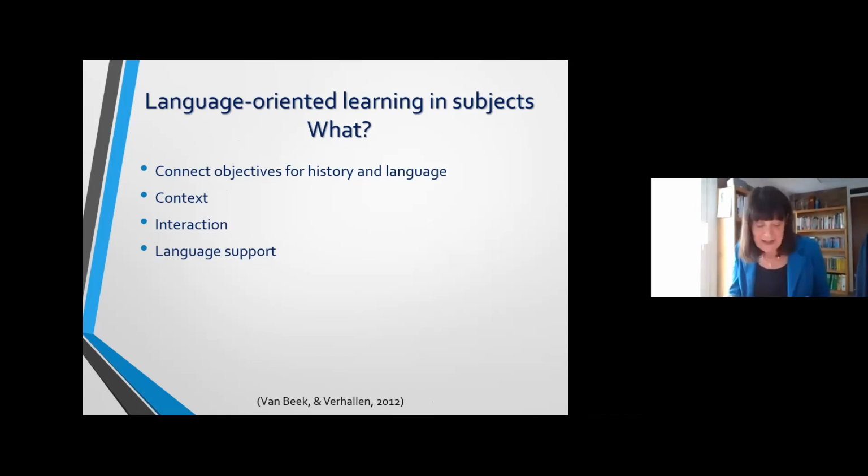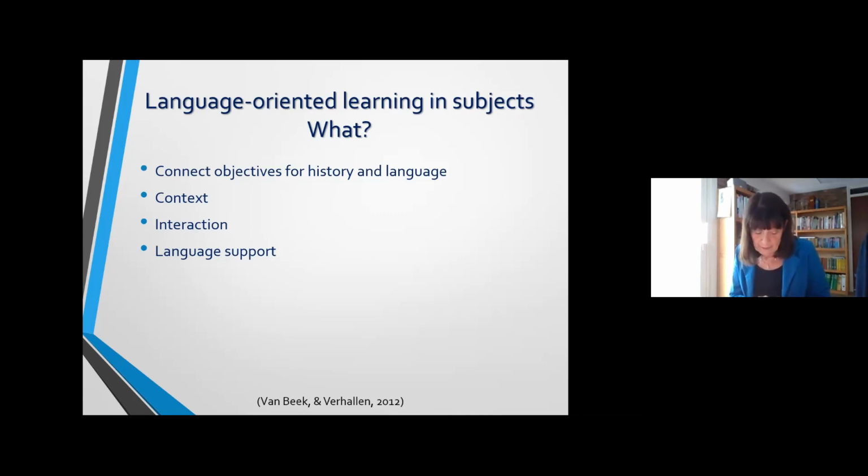The last approach is about using language when you are learning about a subject like history or geography. And that's something that we also looked into. In our review study, we saw that it's important that the objectives of history or geography go hand in hand with the learning of language skills like reading and writing.